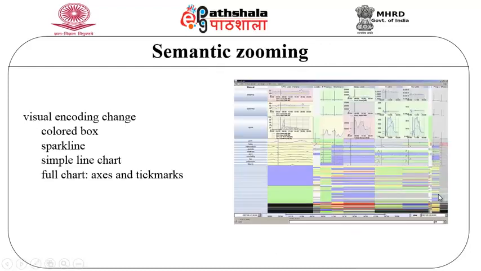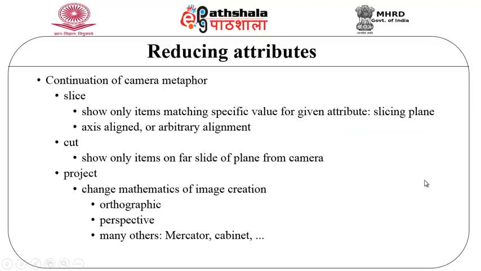This is an example of semantic zooming. The visual encoding changes: colored boxes, then sparklines with a simple line chart. The full chart consists of axes and tick marks as such. So this is an example of the semantic zooming approach.